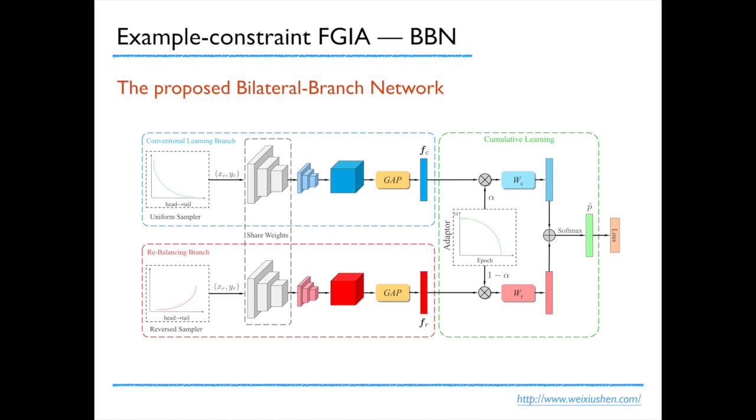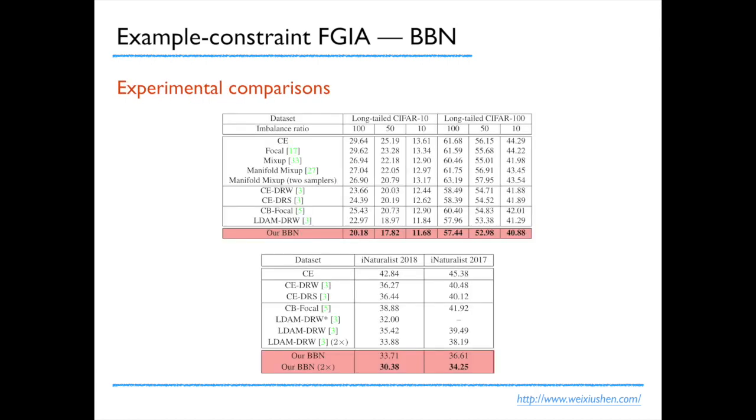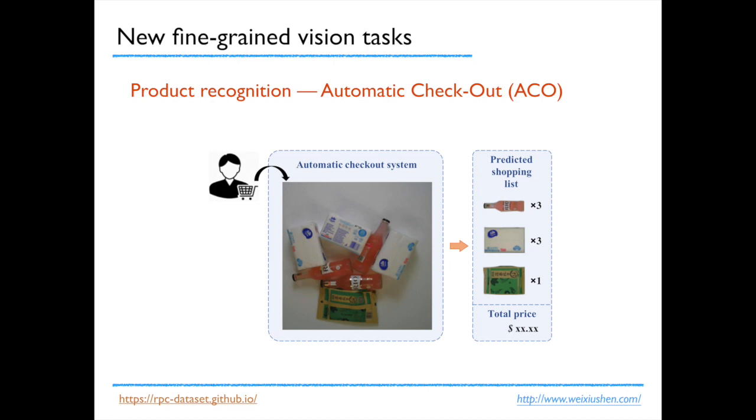Okay, and in detail, our BBN model is also equipped with a novel cumulative learning strategy. The cumulative learning strategy is designed to first learn the universal patterns and then gradually pay attention to the tail data. And in experiments, we validate that our BBN model and also the cumulative learning strategy are effective for long-tailed recognition.